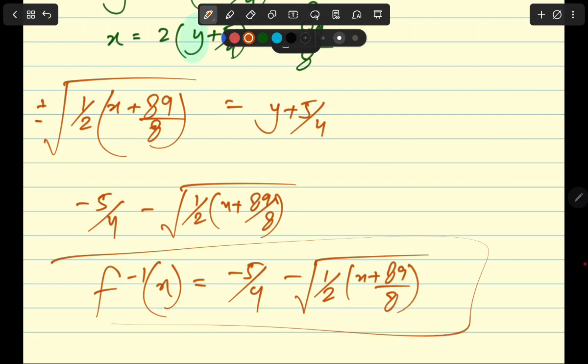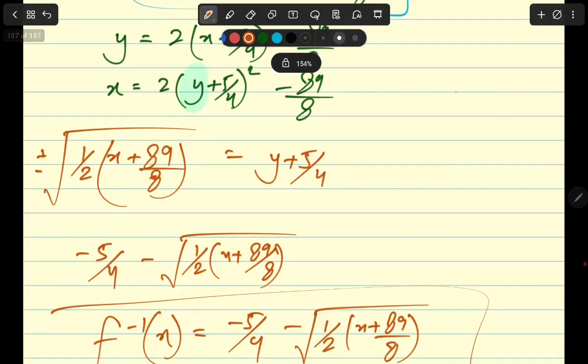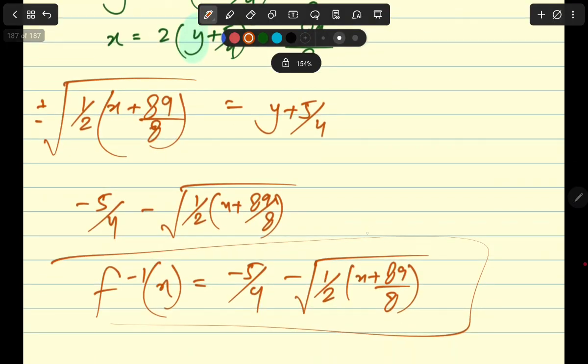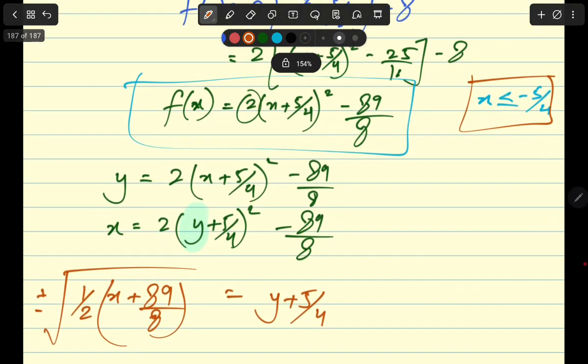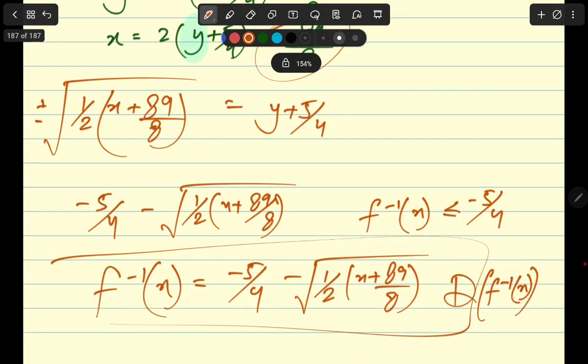Okay, the range of this one, f inverse of x, is less than or equal to minus 5 upon 4, and the domain of f inverse of x is going to be what the range of f(x) was. The range of f(x) was greater than or equal to negative 89 upon 8. So the domain of this is going to be greater than or equal to negative 89 upon 8.